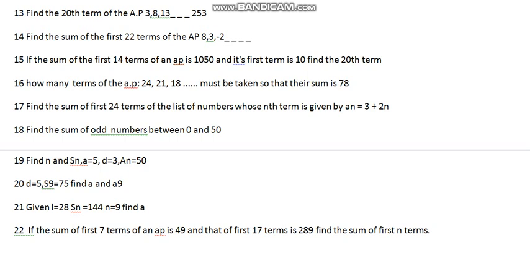So the 19th question is something like this. So these may be the questions. There are some questions related to sum. They are asked for 3 marks. So practice them. Find n and Sn. Very simple. You are given A is equal to 5, D is equal to 3, and An is equal to 50. In the second case, what you are given: D is equal to 5, 9, that is the sum of 9 terms is 75. Find a and a9, that means the ninth term.